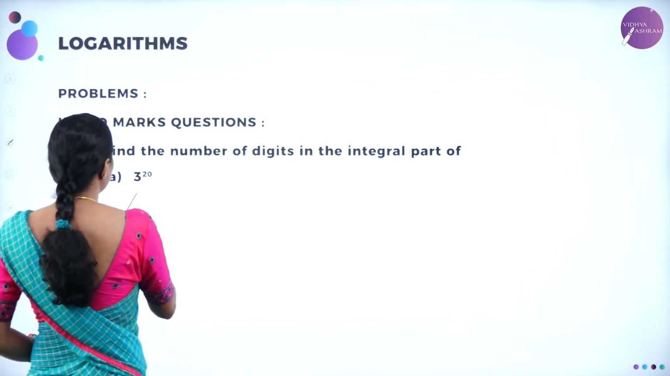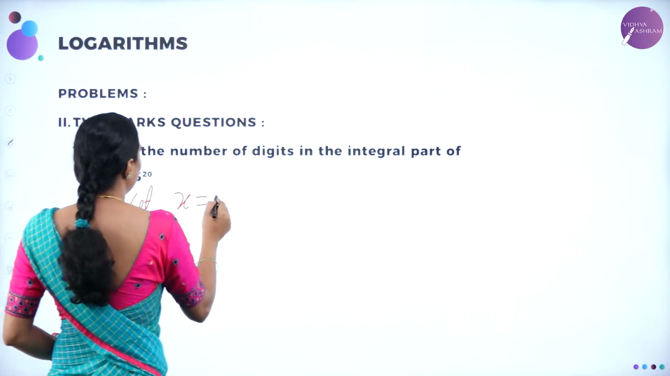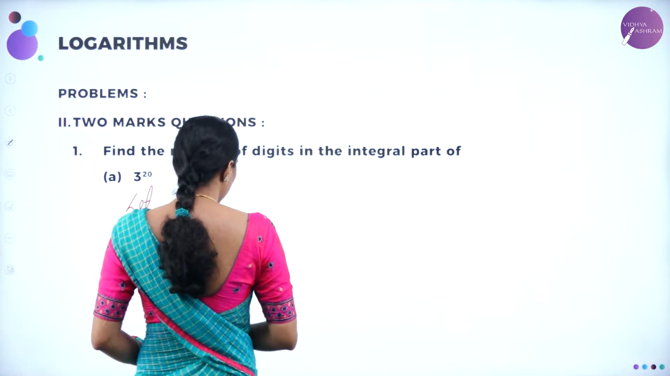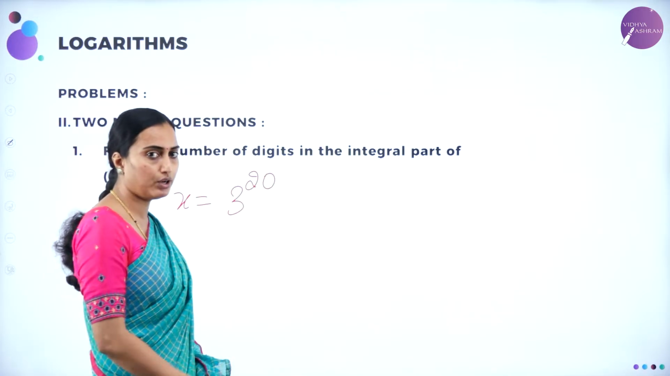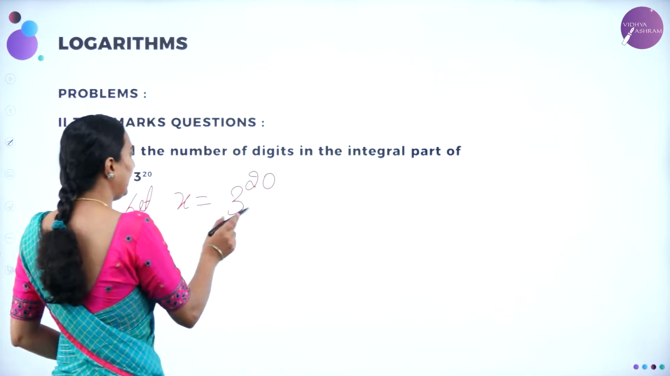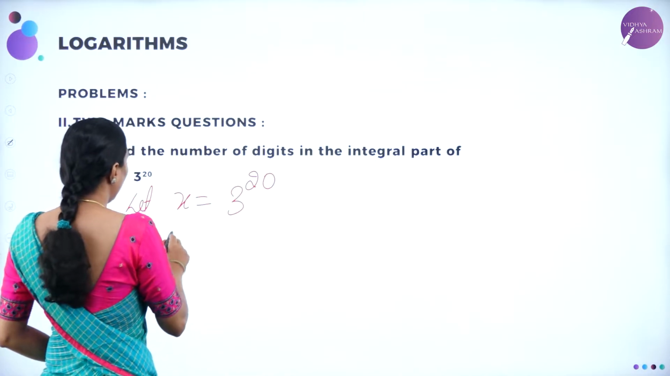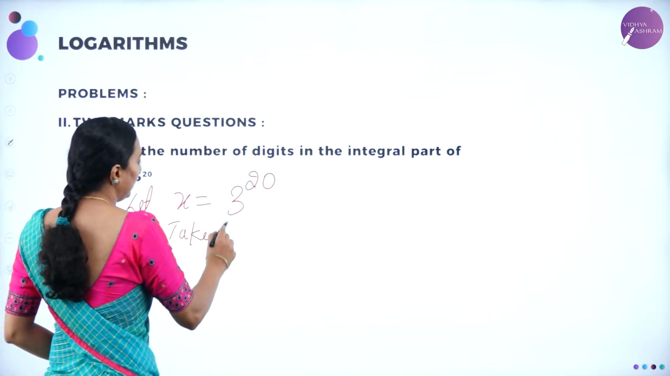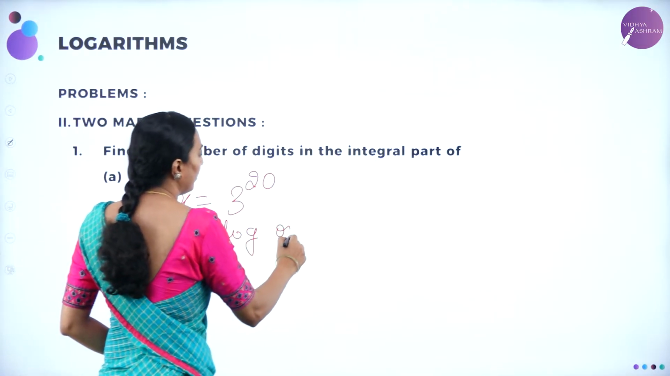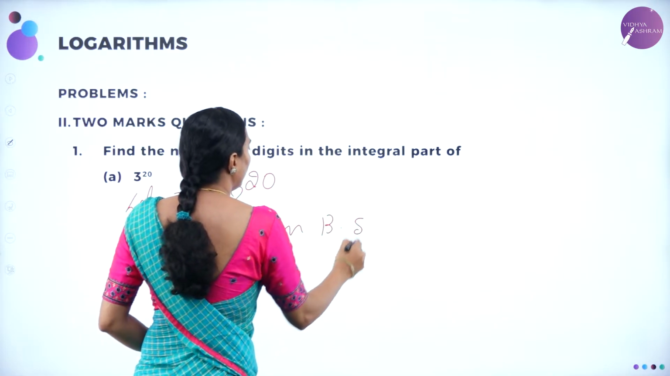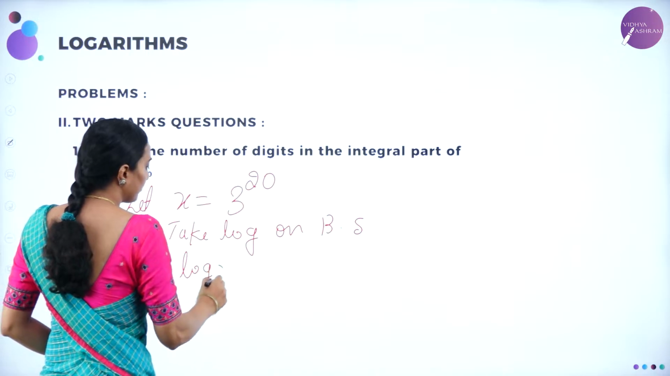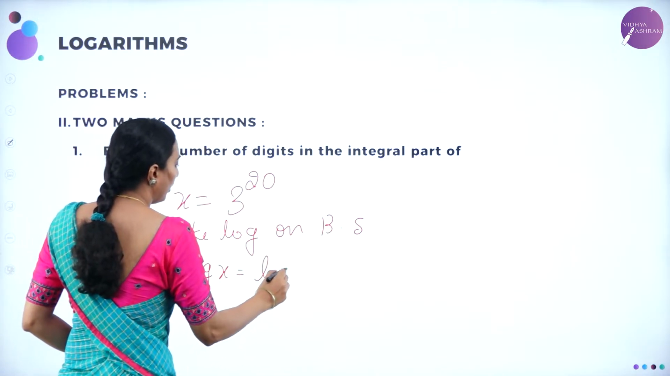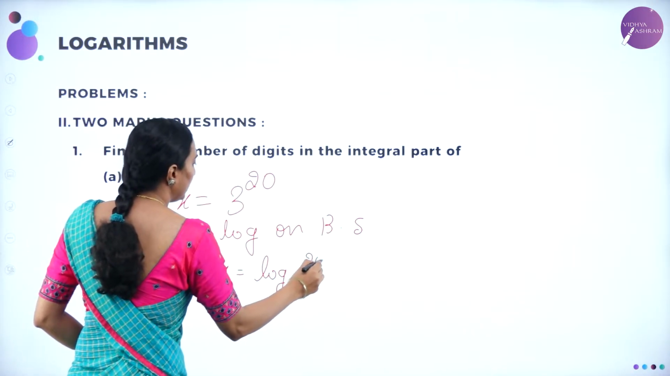Let x be equal to 3 power 20. Okay, this is how we are going to solve the problem, and then take log on both the sides. If you take log on both the sides, you are going to have log x is equal to log 3 power 20.